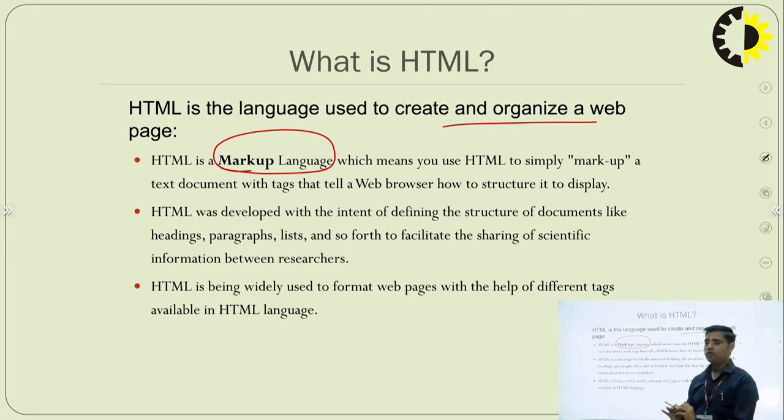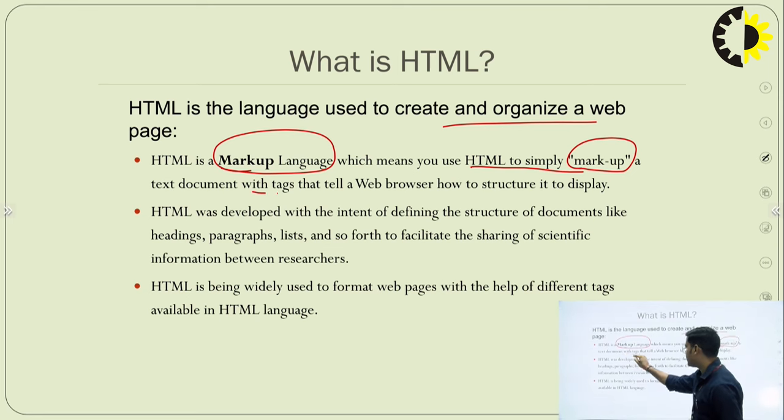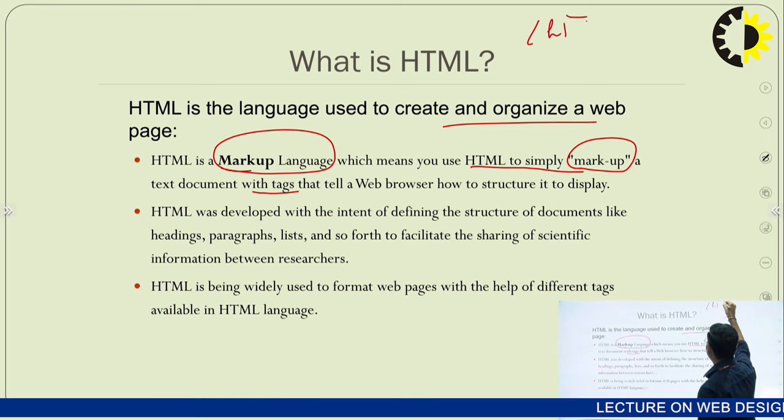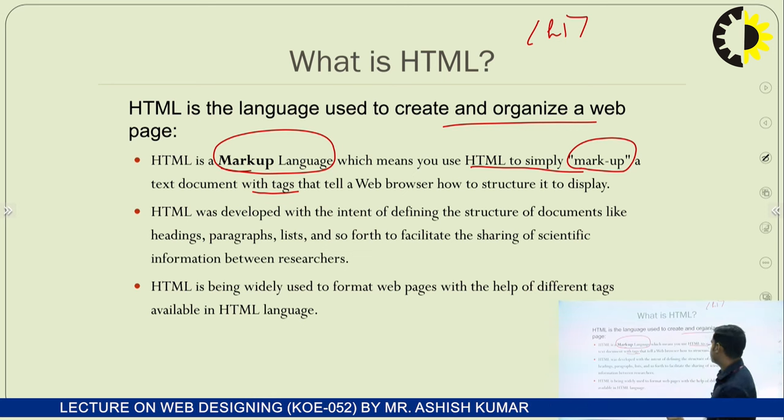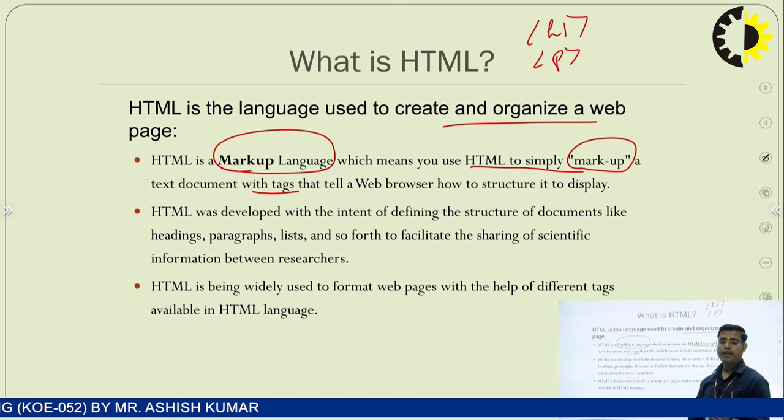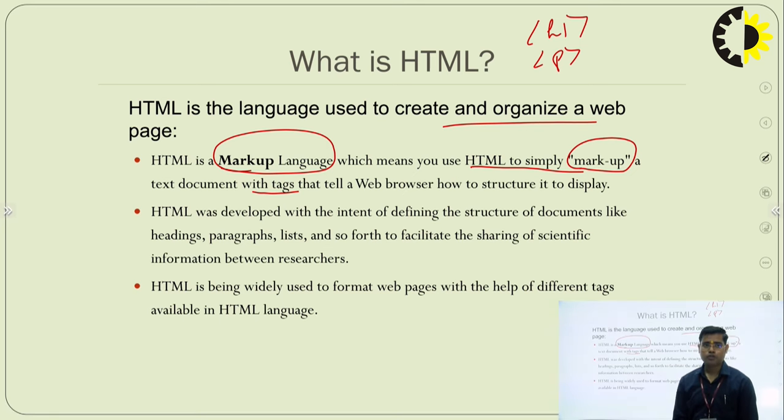I'll show you how we can create the basic structure of an HTML document. Markup language means you use HTML to simply mark up a text document with different types of text. For example, I'm using the H1 tag. The H1 tag belongs to the heading tag. Similarly, the P tag belongs to the paragraph. In your web page, you have to provide paragraphs, so through the P tag, you implement the paragraph. Similarly, multiple different tags are available.